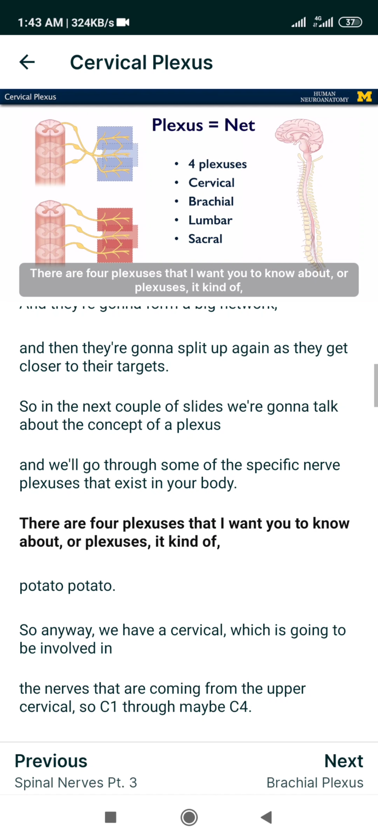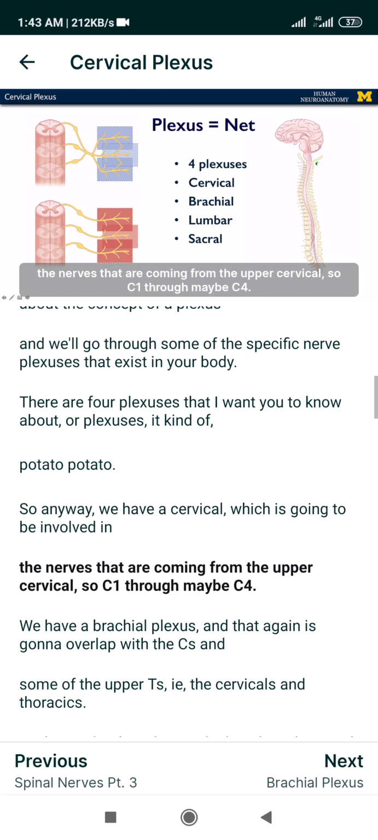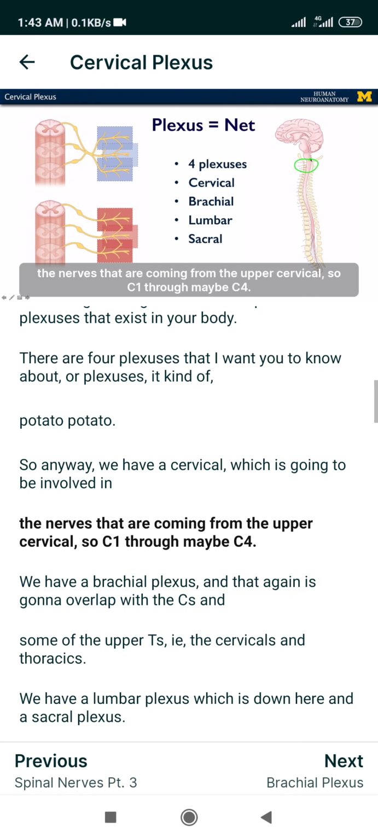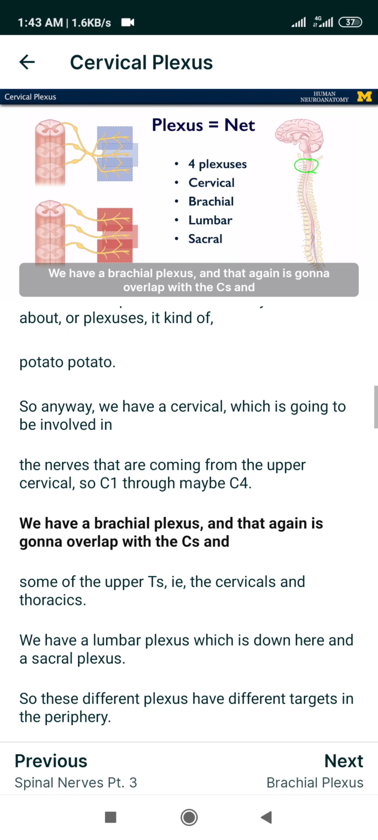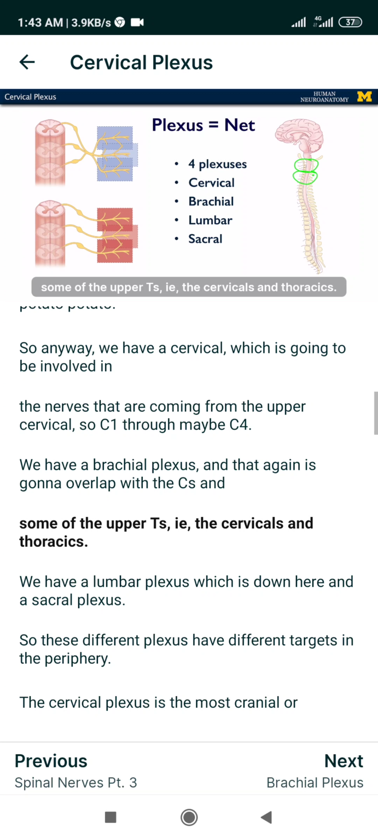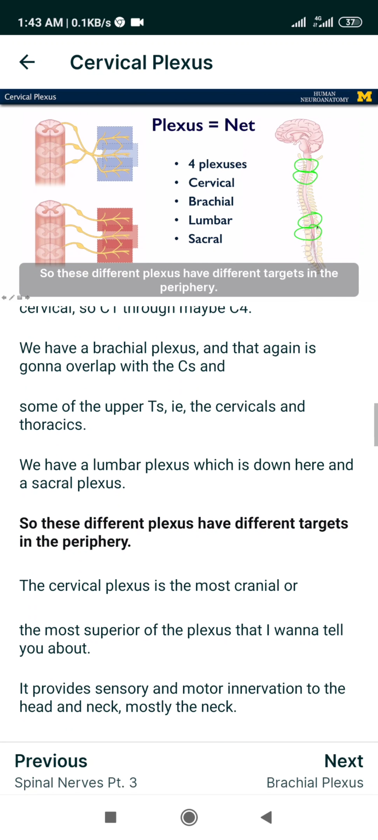There are 4 plexuses that I want you to know about. We have a cervical plexus, which involves the nerves coming from the upper cervical levels, so C1 through maybe C4. We have a brachial plexus, which overlaps with the C's and some of the upper T's, i.e. the cervicals and thoracics. We have a lumbar plexus, which is down here, and a sacral plexus. These different plexuses have different targets in the periphery.